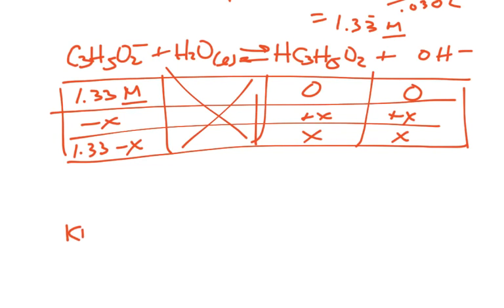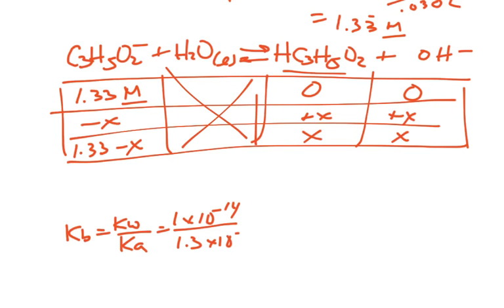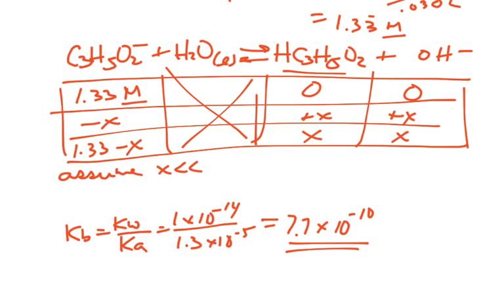And this is the Kb, and this is the Kb that I'm going to calculate by using the Ka of the propanoic acid. So it's going to be 1 times 10 to the negative 14 divided by 1.3 times 10 to the negative 5, and that comes out to be 7.69 or 7.7 times 10 to the negative 10. Now that is a very small number, so that means I can make my assumption.